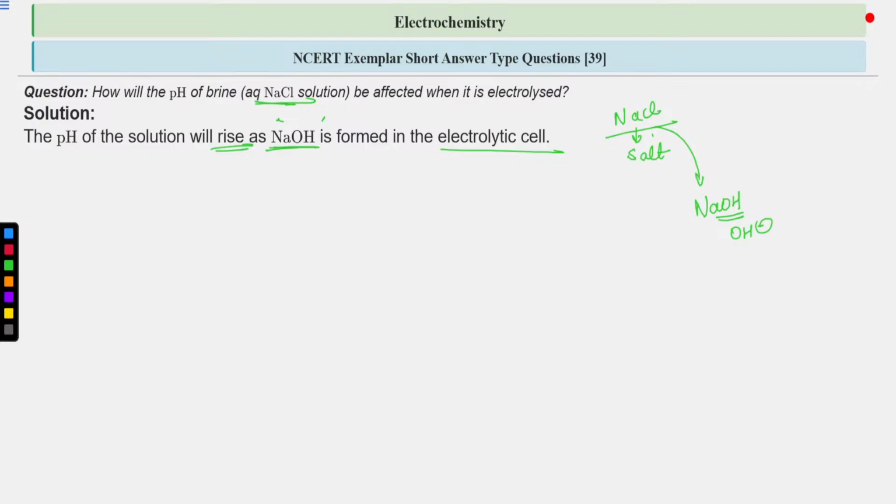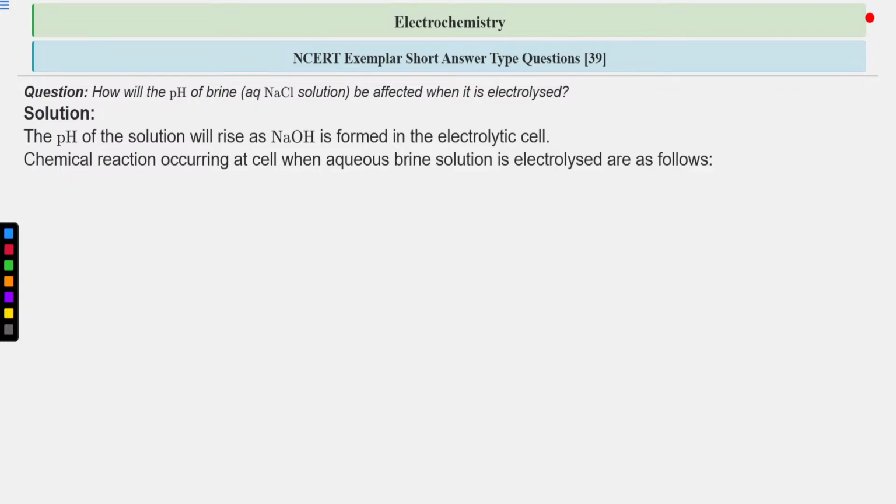As you know, the pH of acids is in the range less than 7. So pH is less than 7 for acids, and pH is greater than 7 for bases. And pH 7 is considered neutral if you look at the pH scale. So if we get a base as the product after the electrolysis process in the brine solution, the pH of the solution will increase. It will go from the acidic or neutral side to the basic side, so it will increase.